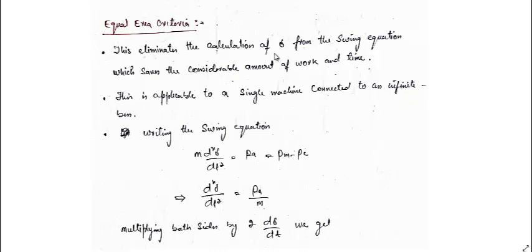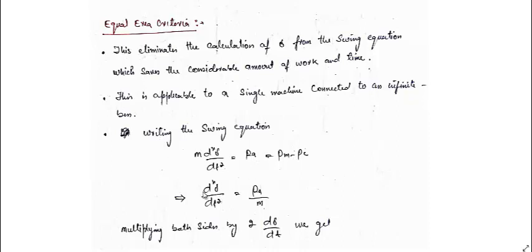This eliminates the calculation of delta from the swing equation, which saves a considerable amount of work and time. That's why we are going to use this instead of the swing equation. This is applicable to a single machine connected to an infinite bus. This is actually a disadvantage, because we can use it for two machines also. We have some assumptions, but particularly it is used for the single machine system which is connected to the infinite bus. So it is not used for the multi-machine system.